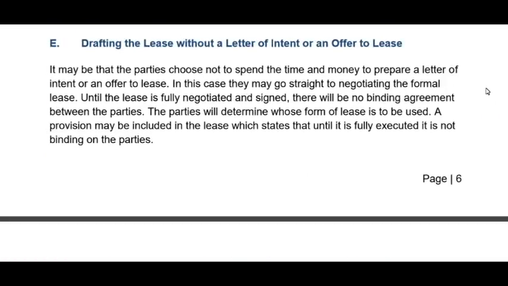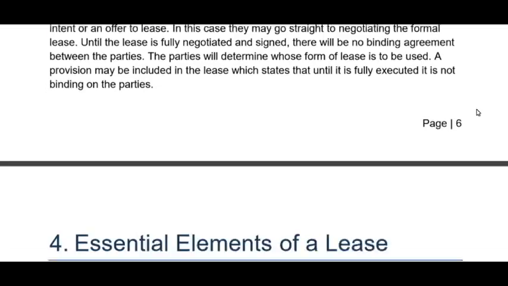E. Drafting the lease without a letter of intent or an offer to lease. It may be that the parties choose not to spend the time and money to prepare a letter of intent or an offer to lease. In this case, they may go straight to negotiating the formal lease. Until the lease is fully negotiated and signed, there will be no binding agreement between the parties. The parties will determine whose form of lease is to be used. A provision may be included in the lease which states that until it is fully executed, it is not binding on the parties.